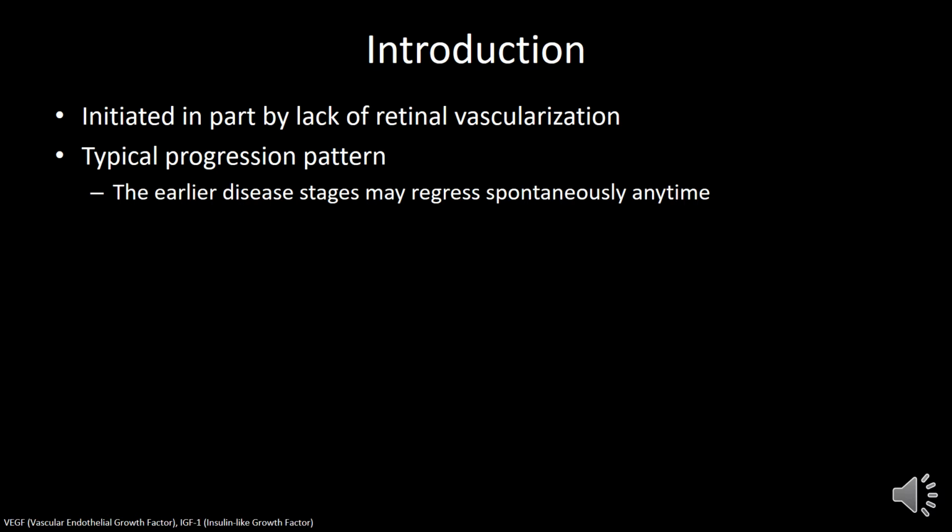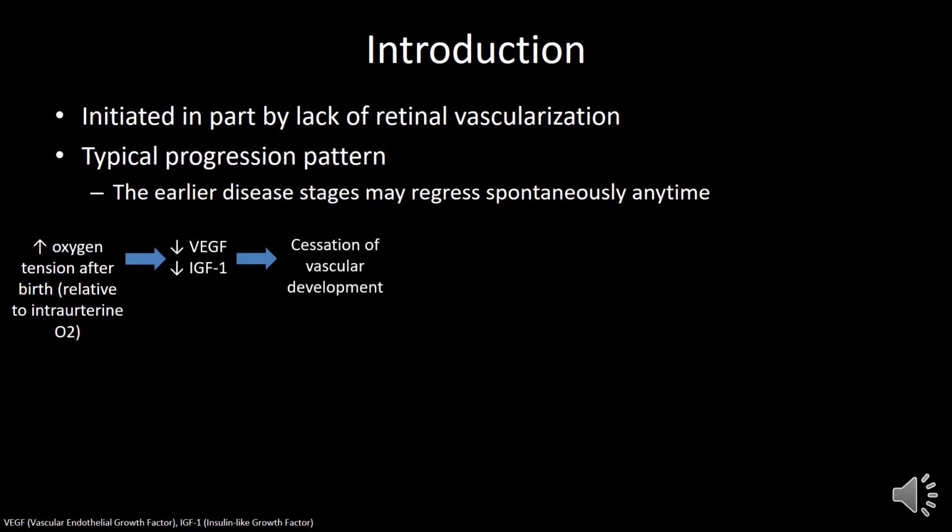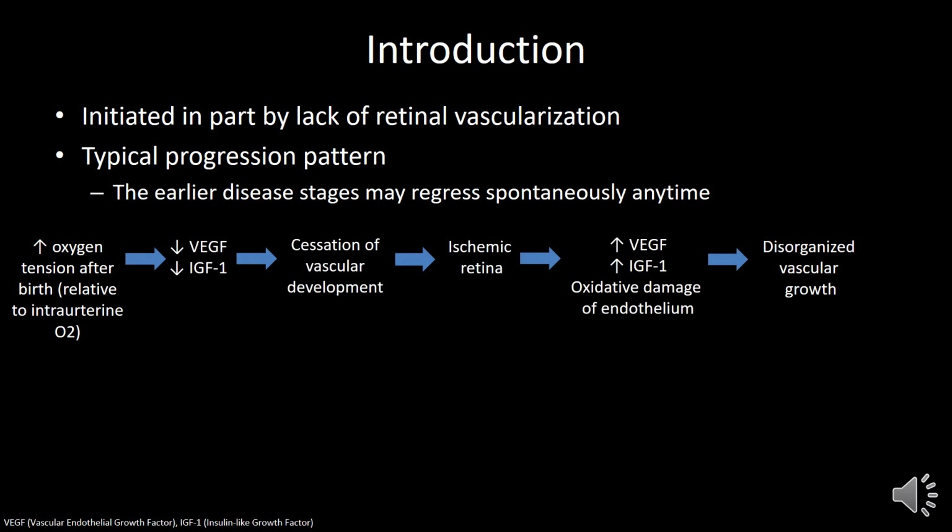ROP is not fully understood, but elevated oxygen tension after birth relative to the intrauterine environment leads to a decrease in VEGF and insulin-like growth factor 1, causing cessation of vascular development and retinal ischemia. This leads to oxidative damage of the endothelium and drives the VEGF and insulin-like growth factor 1 levels up. The normal vascular growth process is disturbed, and the retinal vessels proliferate into the vitreous cavity at the border of the vascular and avascular retina.